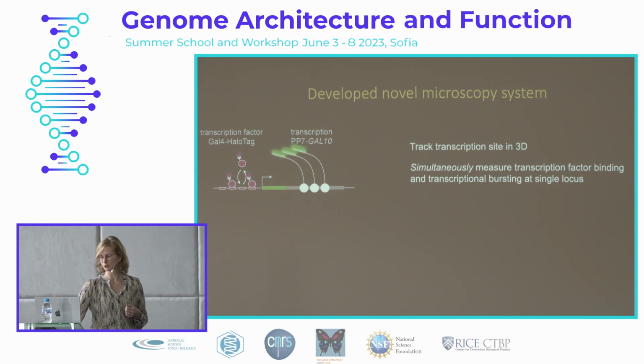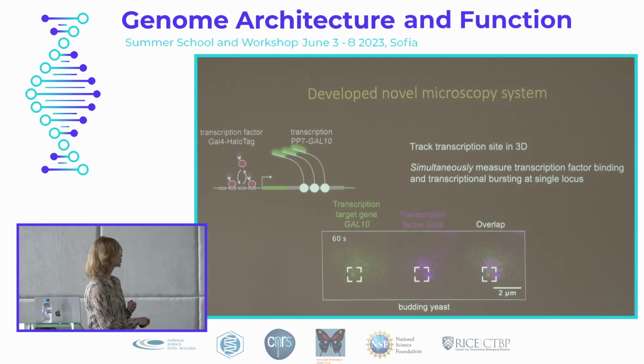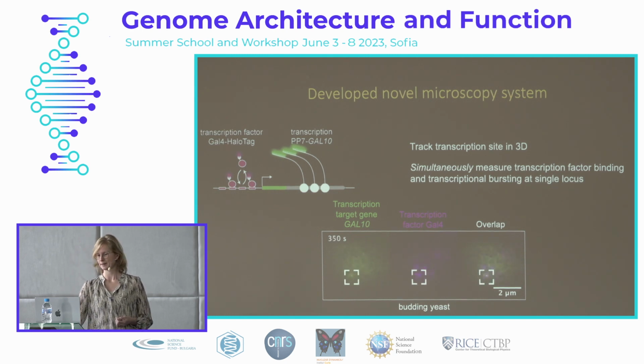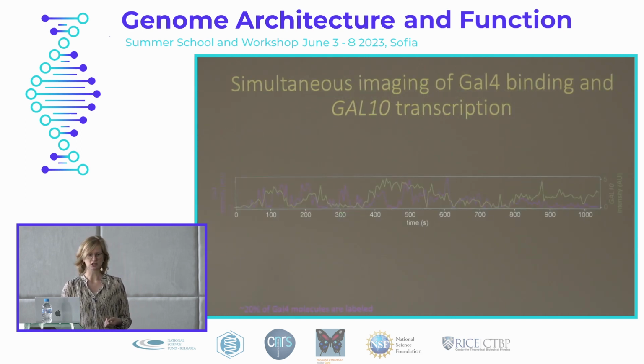And here I'm showing you an example movie where we can track the transcription site inside the cell and at the same time monitor the binding of the GAL4 molecules to this target gene. This results in traces such as this, where we can follow the fluctuations in purple of the transcription factor and in green of transcription.